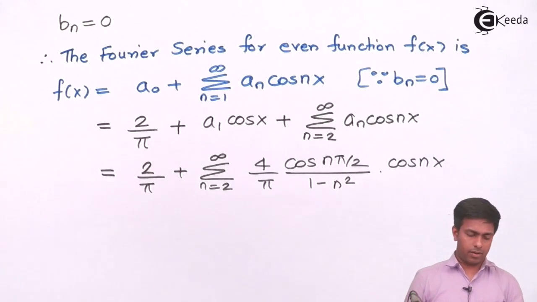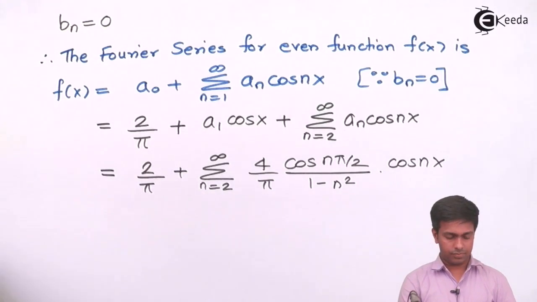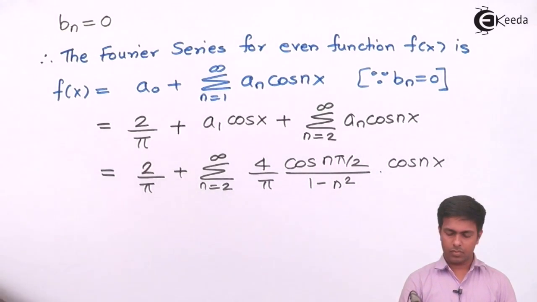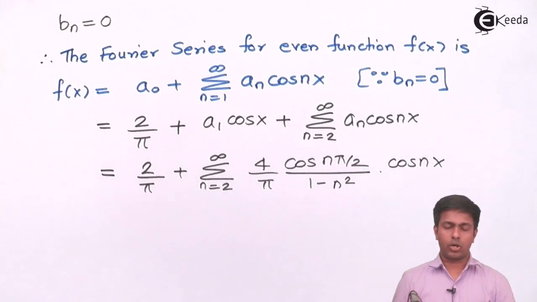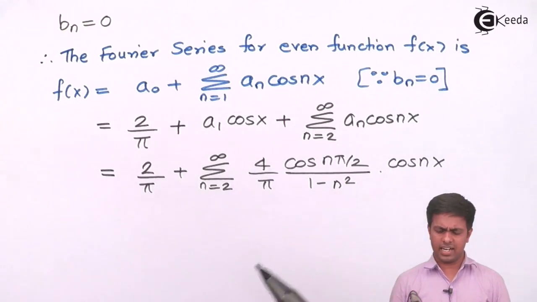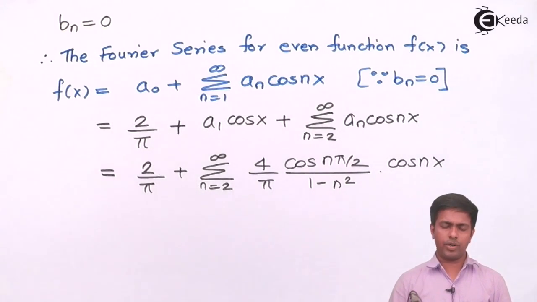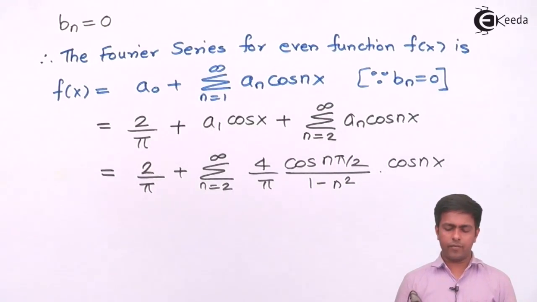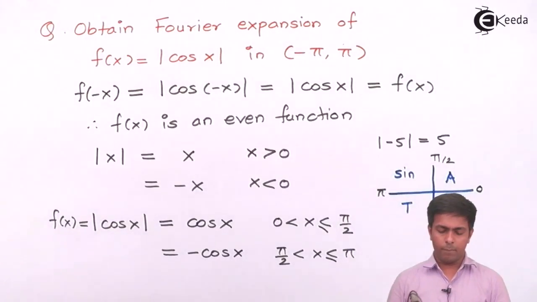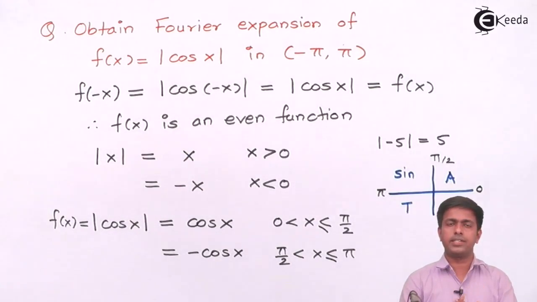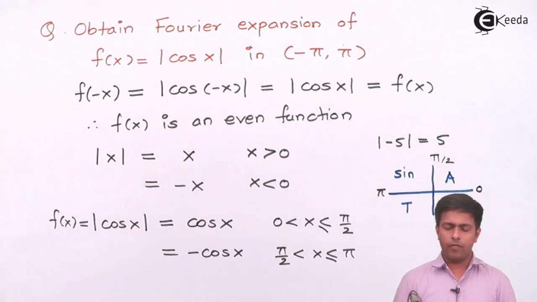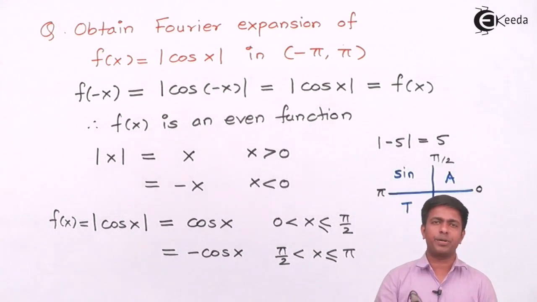You can keep this answer as it is, or if you want you can put different values of n starting from 2 and evaluate the terms. So guys, this is the Fourier expansion of mod of cos x in minus pi to pi. I'm sure that you understood this problem, and you must have understood how to apply the concept of modulus function when you get a function inside the mod. Thank you very much.